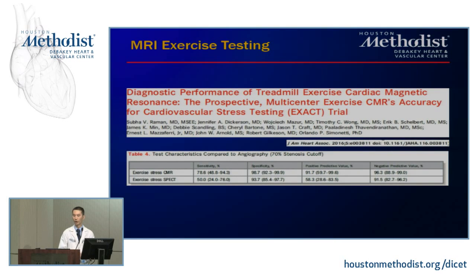How does CMR by exercise compare to SPECT? It's actually pretty comparable. Then again, this isn't our center, so who knows how SPECT here would compare to exercise CMR. But as you can see, in terms of sensitivity, CMR performs a little bit better compared to SPECT. Okay. At least in this one study.